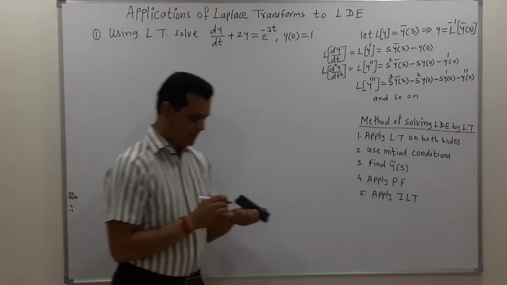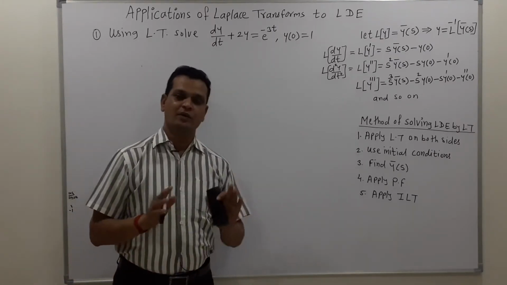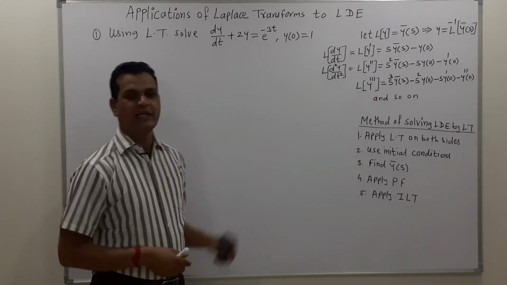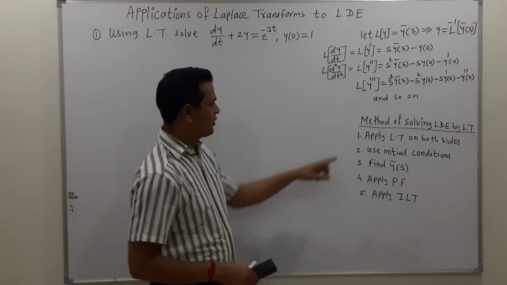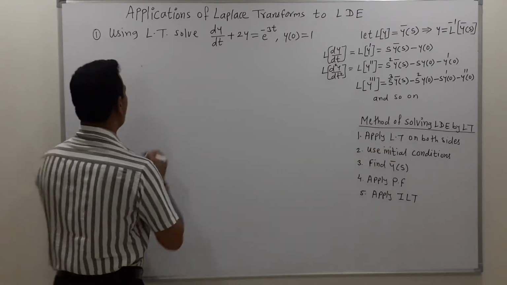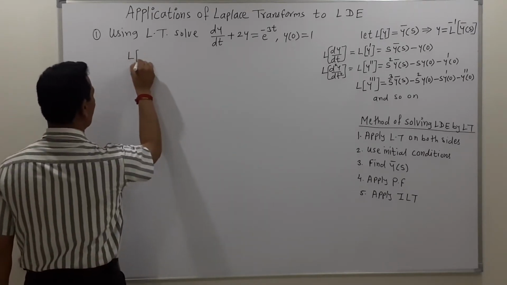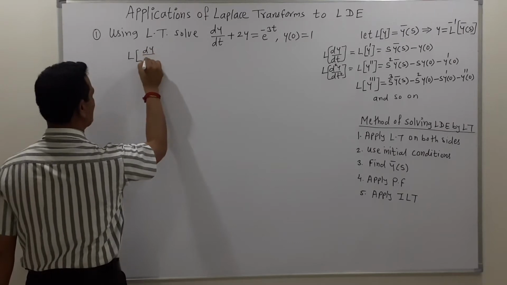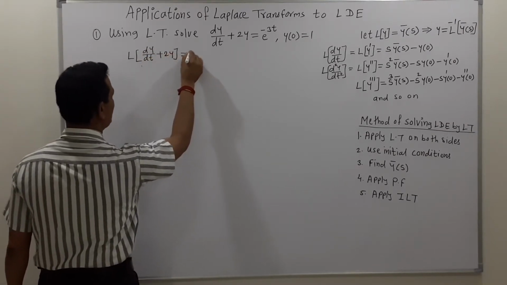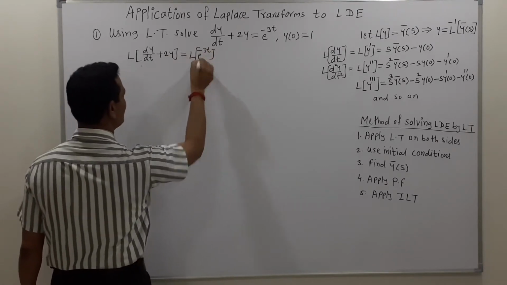So this is the initial condition, and this is the linear equation. We know the concept of a linear equation. Now to solve this linear equation with the help of Laplace transformation, the first step is to apply Laplace transformation to both sides. If we apply the Laplace transformation to both sides, we get the Laplace transformation of dy by dt plus 2y is equal to the Laplace transformation of e raised to minus 3t.